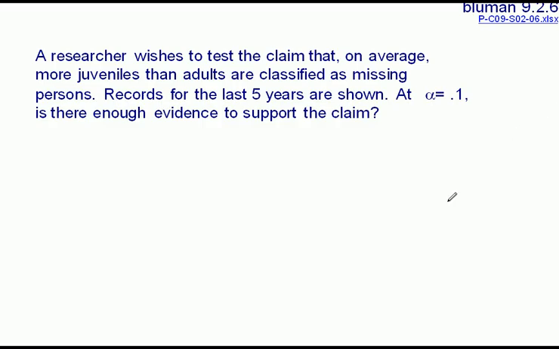An example. A researcher wishes to test the claim that, on average, more juveniles than adults, there's your two different groups, are classified as missing persons. Records for the last 5 years are shown. At alpha, remember that's the percent or probability that we're willing to be wrong. At alpha as 0.1, so you're willing to be wrong 10% of the time, is there enough evidence to support the claim?